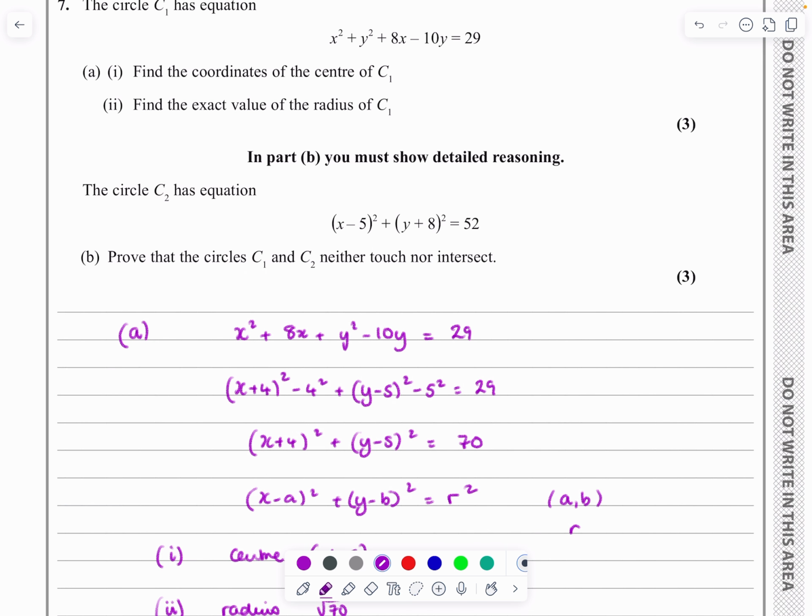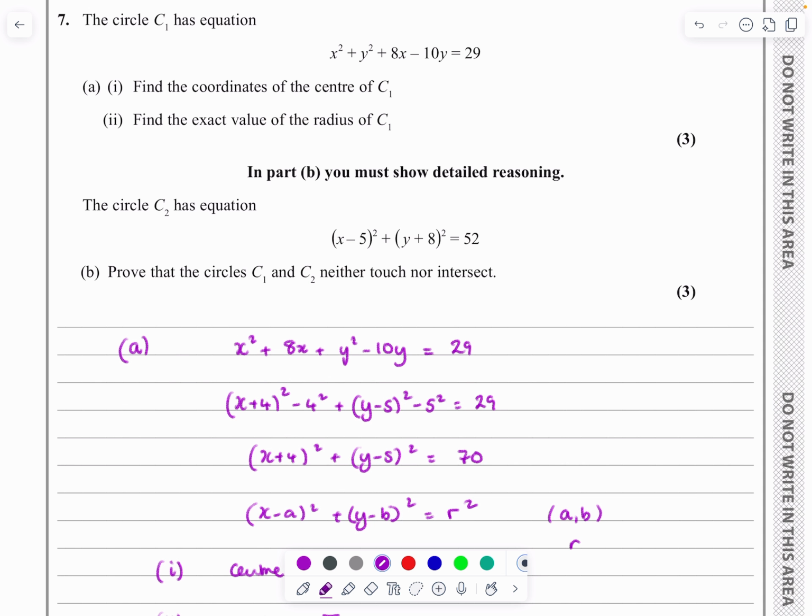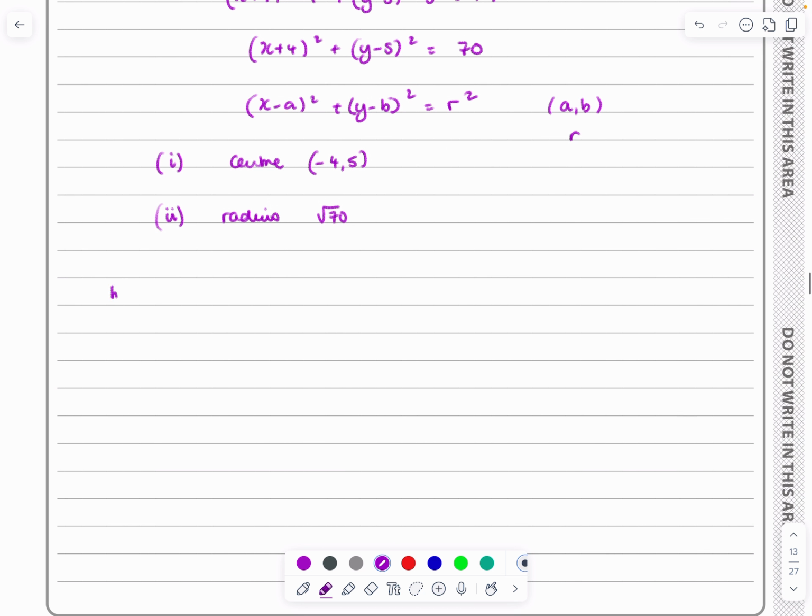Then part B, it says show detailed reasoning, but it starts off with the idea that we've got circle C2, which has equation x minus 5 all squared plus y plus 8 all squared equals 52. So before we look at it, let's just at least say that for this one, we've got the centre is 5, minus 8, and the radius is going to be root 52. I won't tidy any of those things up yet. I know that they can, but just leave those as they are at the moment.